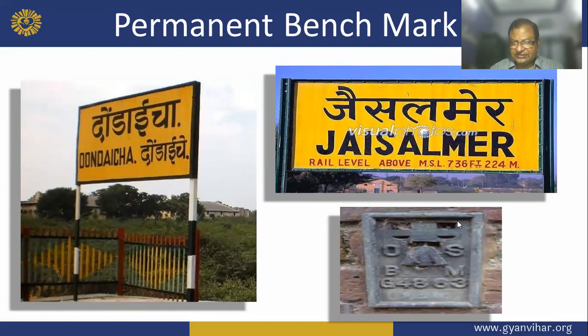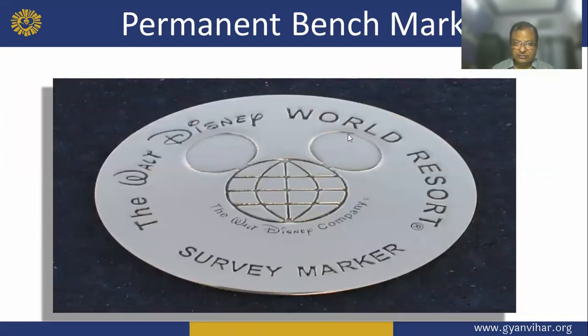Suppose where you have seen, this is Jaisalmer, this is Dudhaicha, and the railway platform where this type of board is attached. On the lower part of this type of permanent benchmark, you will find what benchmark value they have given. This is the permanent benchmark plate.